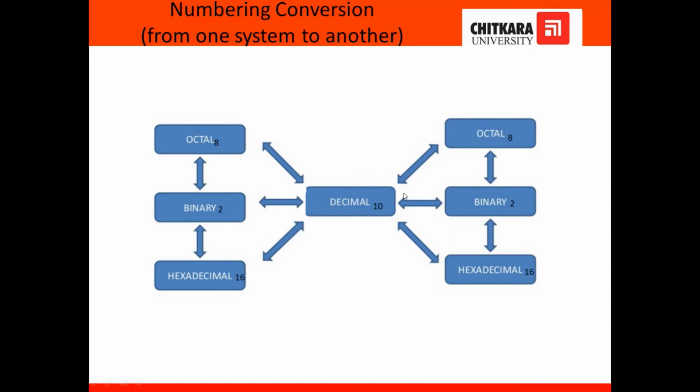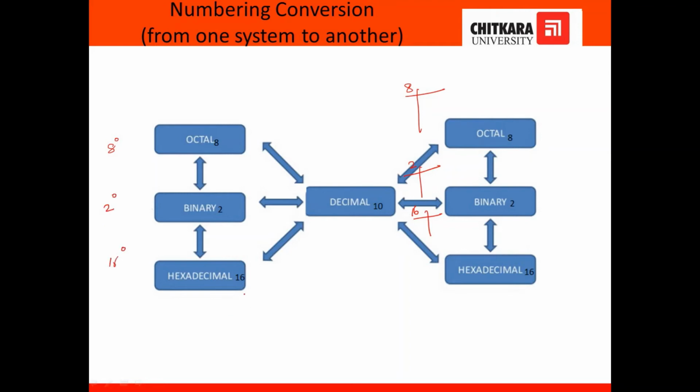This slide shows that if you want to convert decimal to octal, then I divide by 8. Decimal to binary, I divide by 2. Decimal to hexadecimal, divide by 16. When I do the vice versa, octal to decimal, I multiply by 8 raised to the power 0. Then binary to decimal, I multiply by 2 raised to the power 0. And hexadecimal, 16 raised to the power 0.